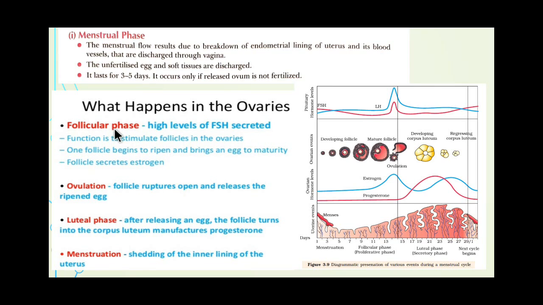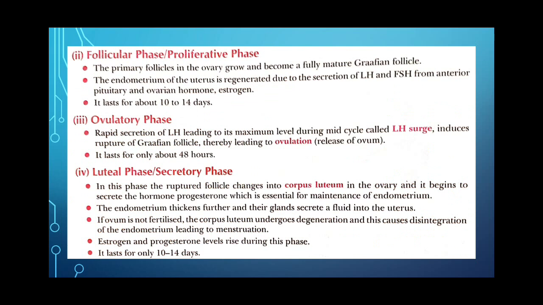Now menstruation occurs only if the released ovum is not fertilized. Sometimes lack of menstruation may be due to other factors apart from being indicative of pregnancy, like stress, poor health, or the effect of some medicine. Now next is the follicular phase.